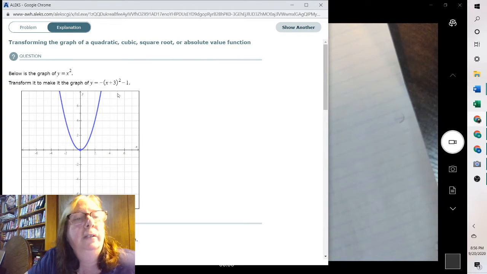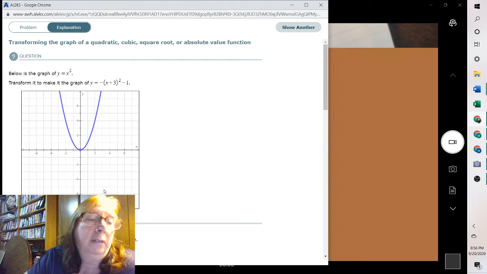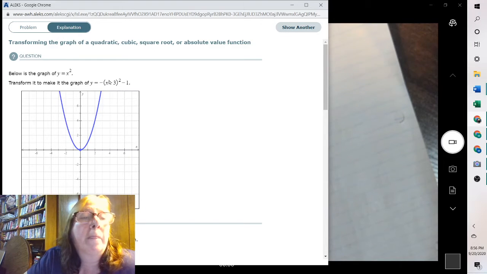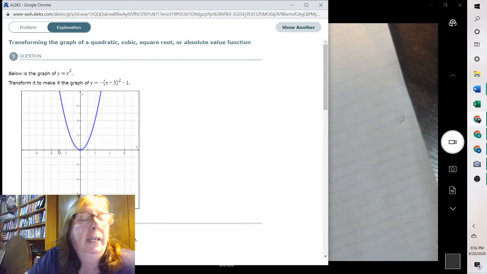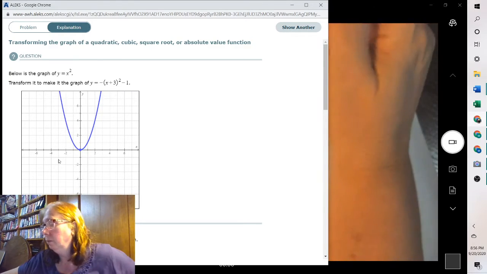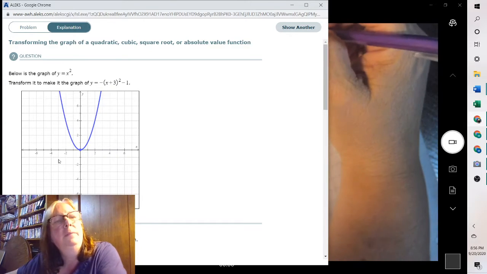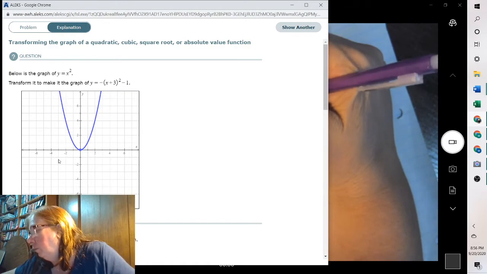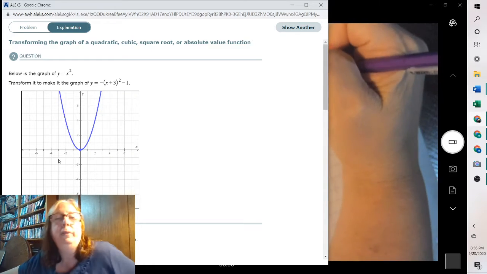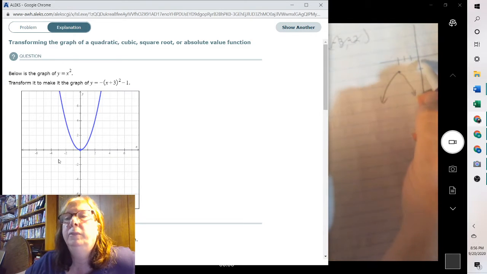So we have x squared. We know a negative in front makes it go down. So the first thing, move it down. And then the +3 makes it move left 3 and down 1. So 1, 2, 3, left 3, down 1. And that negative in the front makes it flip down. And always flip first. So it moved left 3, down 1, and it's flipped down.